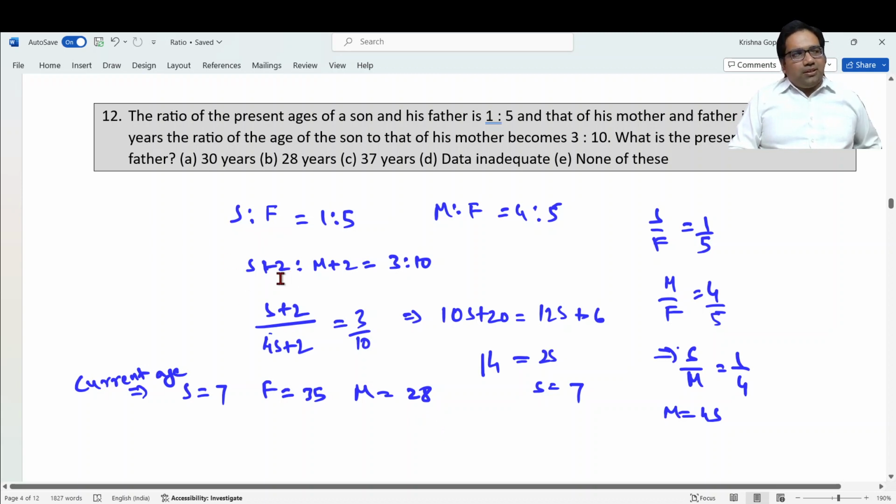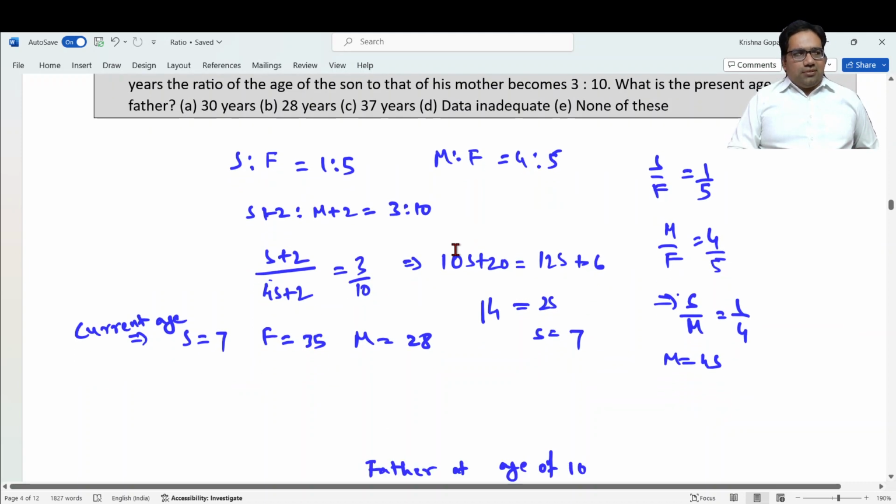After 2 years, what will happen? S plus 2, 7 plus 2, 9, and M plus 2, 30. 9 to 30 will become 3 is to 10. This is the answer, right?